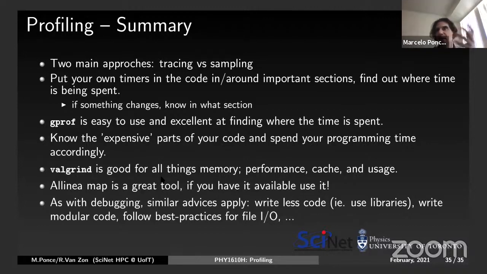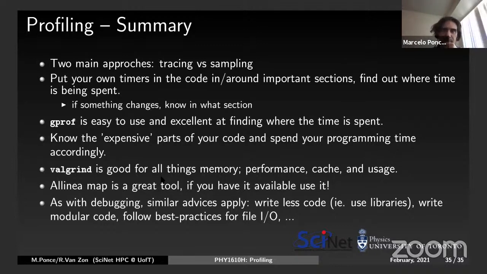This is kind of an advice, if you wish. Know where the expensive parts of your code are and spend programming time accordingly. Meaning, if you know the initialization is a very small chunk of the program, and it's something you have to do because initialization has to be done, well, compare how much it is with respect to the rest of the code. Is it something that you may want to spend time optimizing?